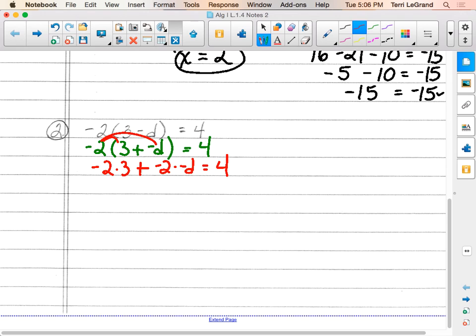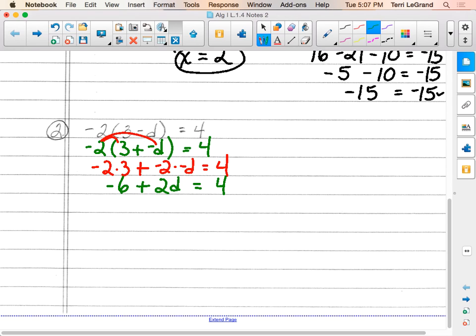So negative 2 times 3, negative 6. Negative 2 times negative d becomes positive 2d, equals 4. We've been simplifying so far. Is there anything else we can do to simplify? In other words, now the parentheses are gone, no more distributive property to do. We look for like terms.